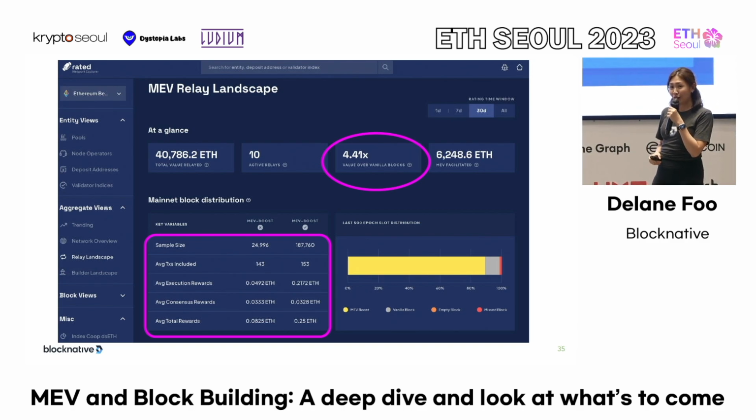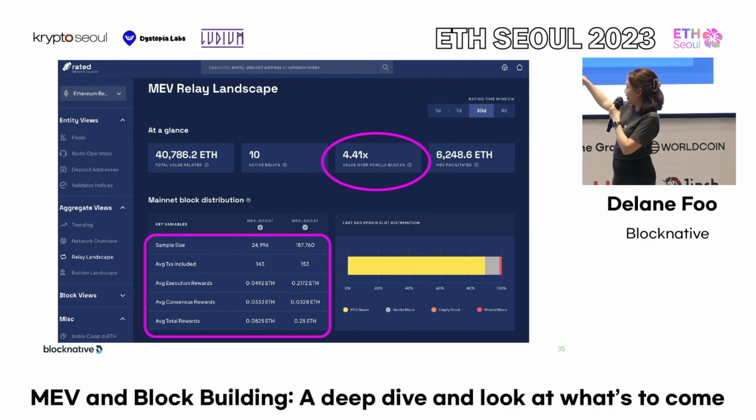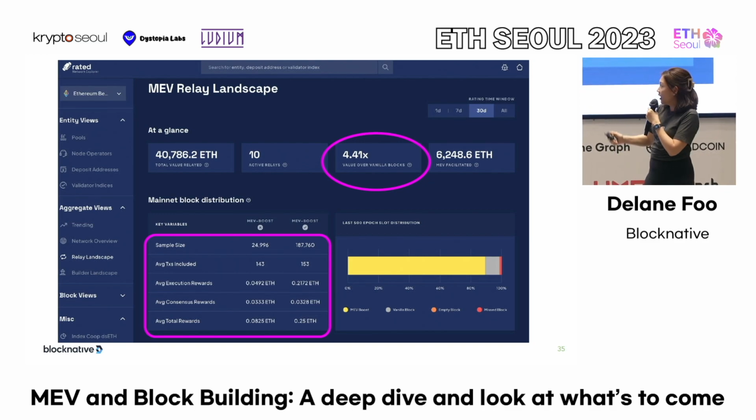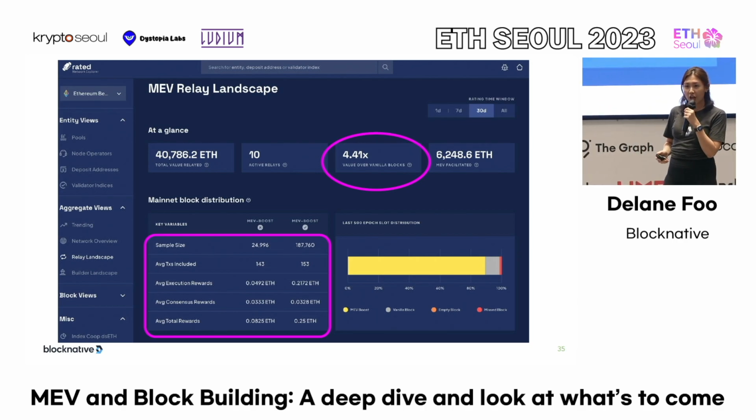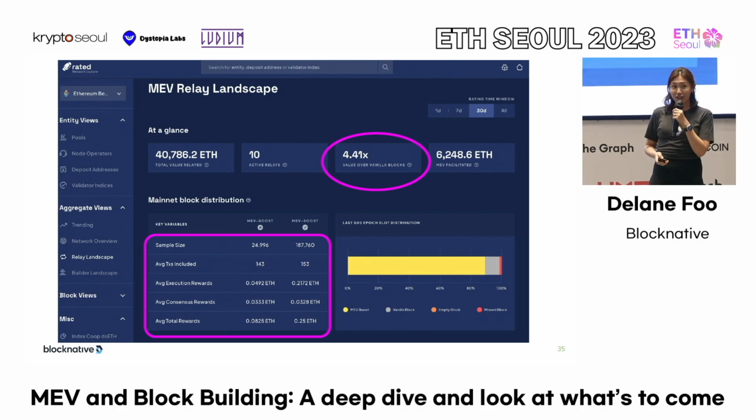So this is huge, right? And that's the incentive. And if you look at this table over here, under the second line, average transactions included, for non-MEV Boost blocks the number of average transactions included is 143, while the MEV Boost blocks have on average 153 transactions.